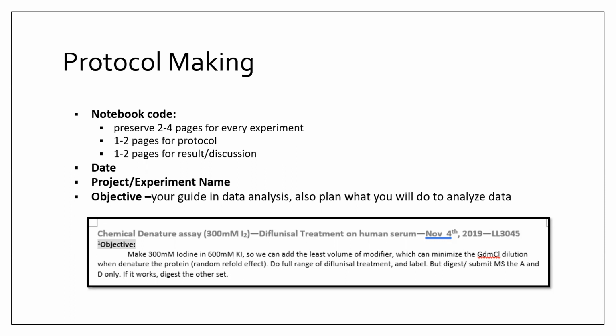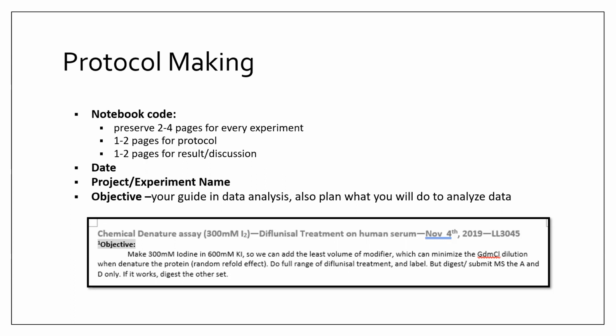Reserve 2 to 4 pages for every experiment, with 1 to 2 for the protocol and 1 to 2 for the results. You might find later that your results take more space than that, but you can print them out, staple them, and paste them onto that page, as long as they are secure and will stay there.